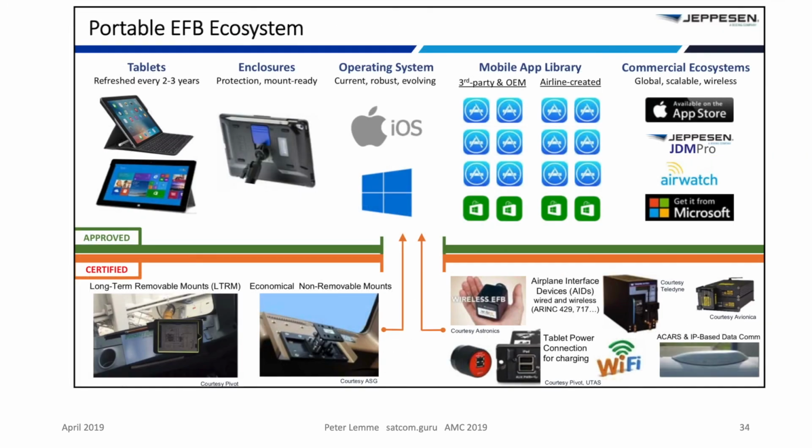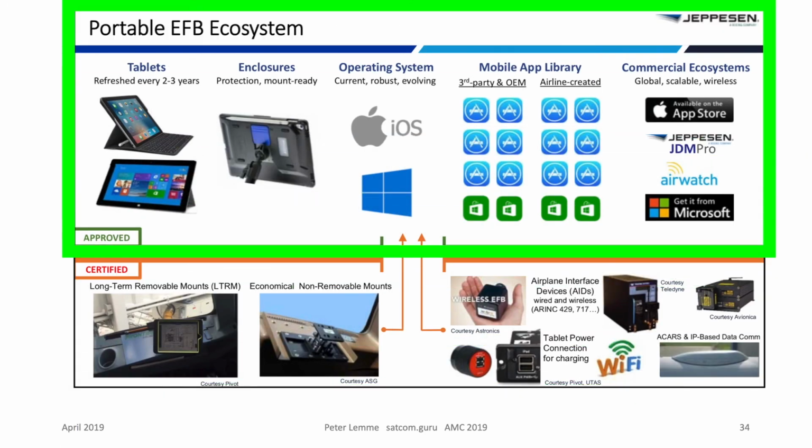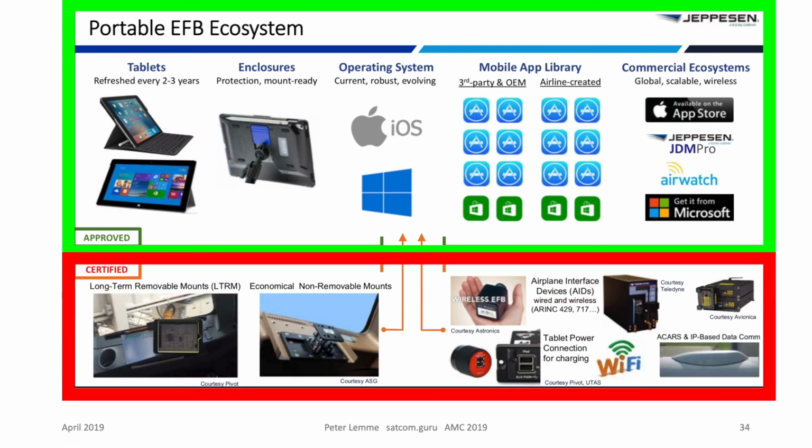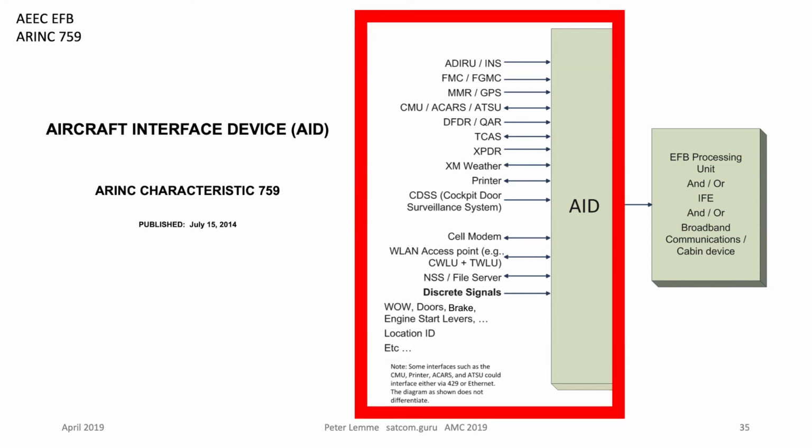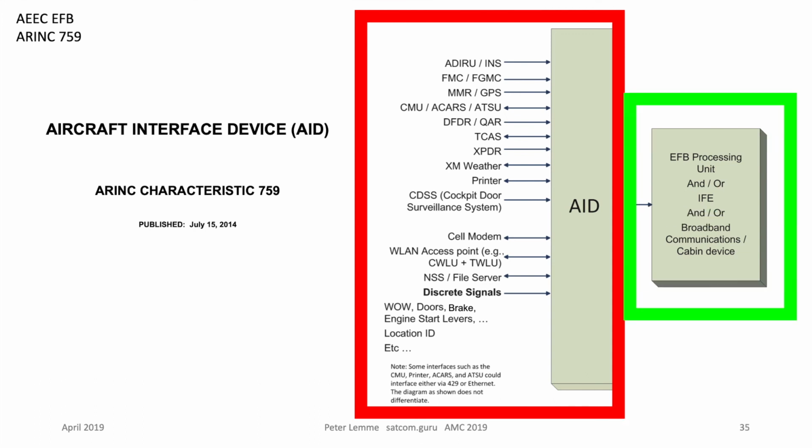There's an ecosystem around the EFB. There's a very rich one. The green bar talks about the hardware itself and the applications. And in the red line, we talk about the equipment that's installed on board the aircraft, the avionics. And that's actually certified equipment. We protect the aircraft as much as possible with a device called the AID, or Aircraft Interface Device. And that basically protects the airplane interfaces from the EFB, so the EFB can't corrupt the onboard systems. And that includes, by the way, off-board communications.